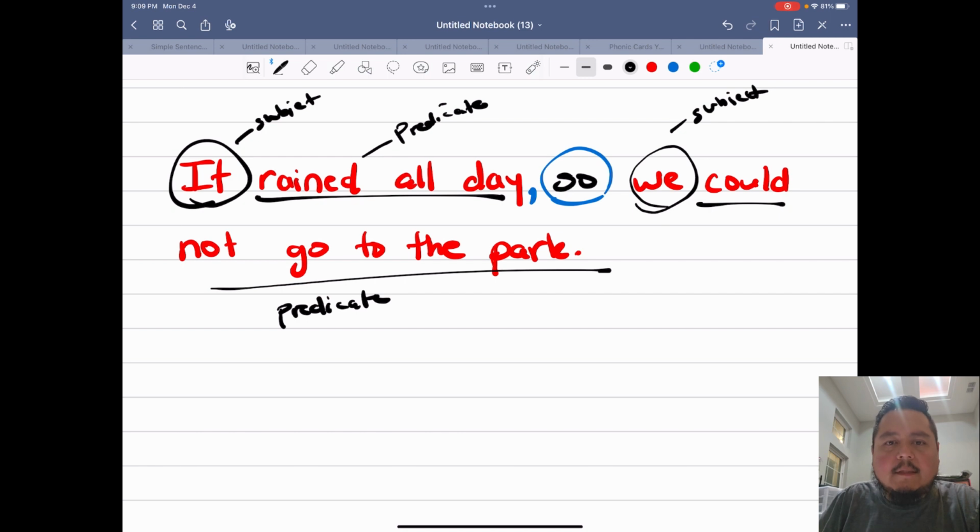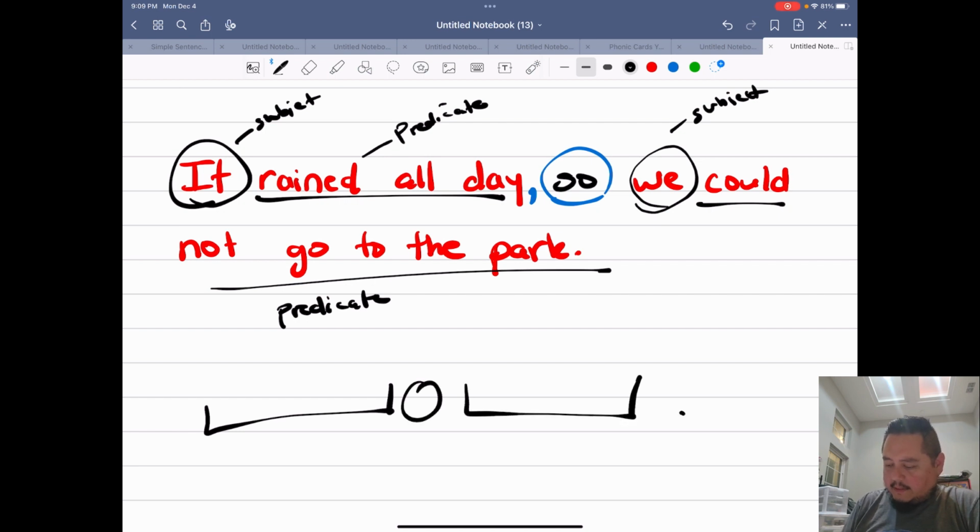So compound sentences. Again, just real quick, the structure before we leave: we have a complete sentence, a fanboy in the middle, and another complete sentence, then the period, and the comma right before the fanboy.